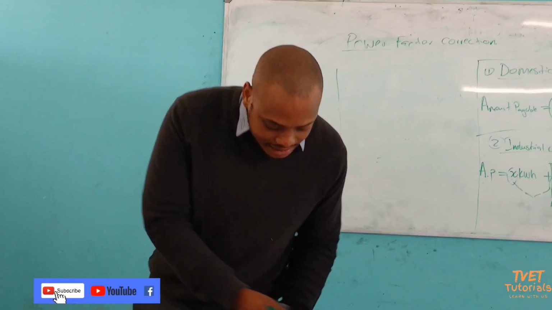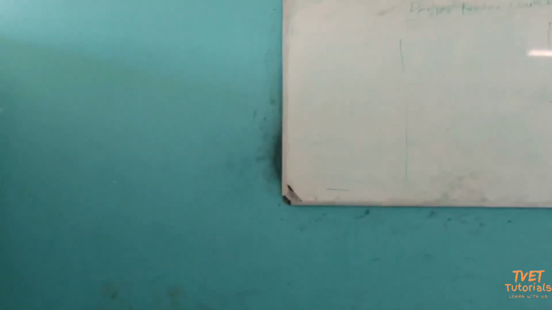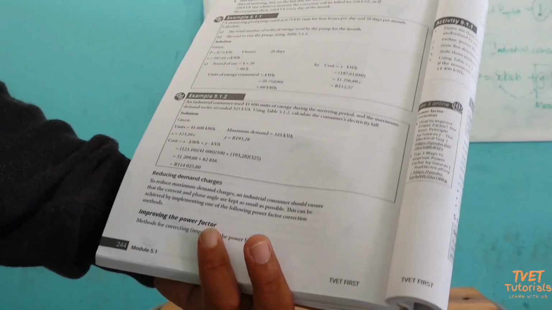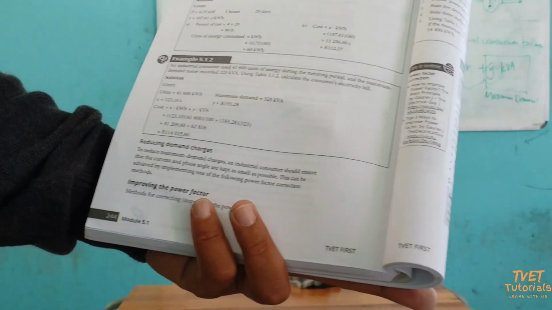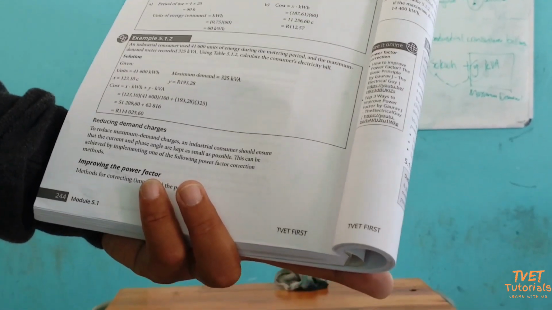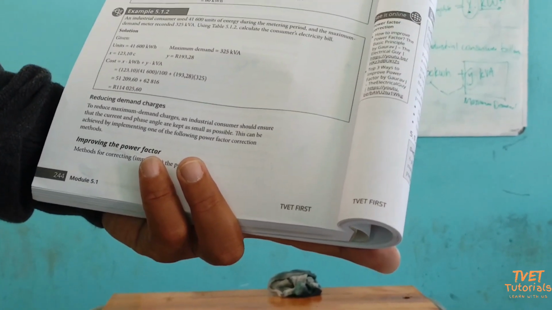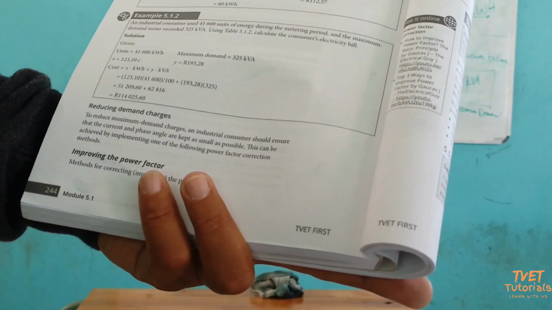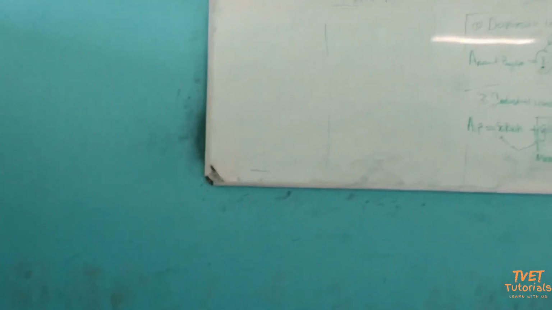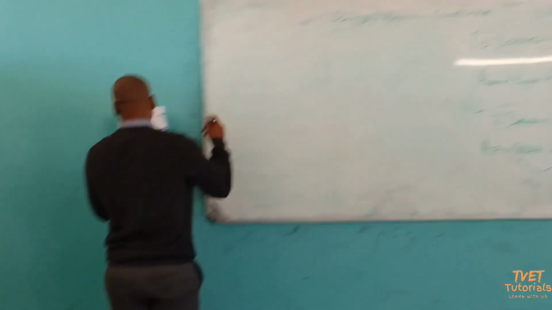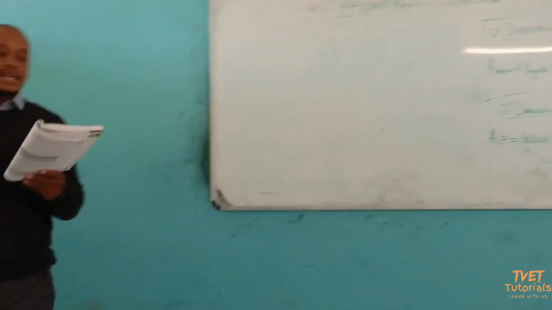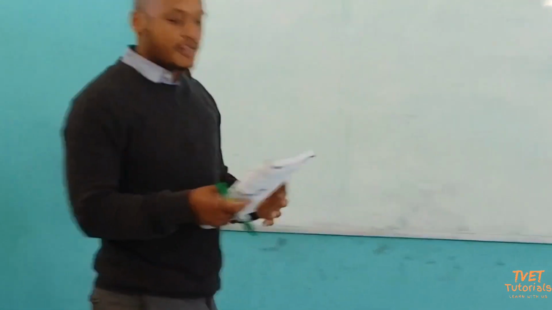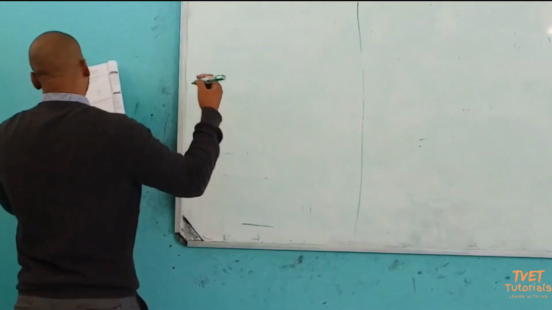So if we again look at the example, it says an industrial consumer used 41,600 units of energy during the metering period, and the maximum demand meter recorded 325 kVA. Now using that table, calculate the consumer's electricity bill for that particular month. So we need to first write the information that is given to us. This time around, they gave you the units. You can call it energy, or the unit of energy. We don't have to calculate.